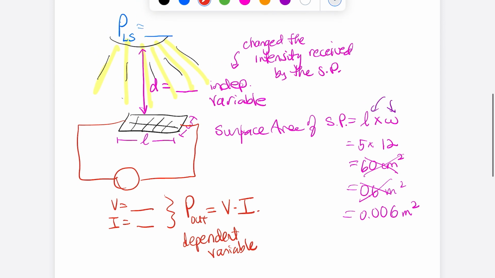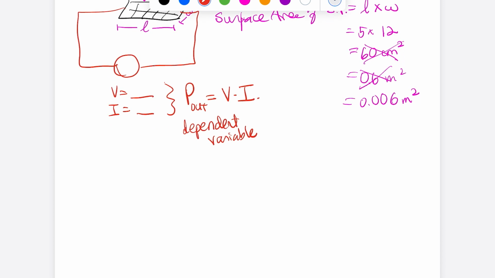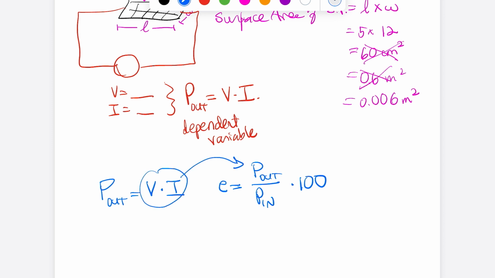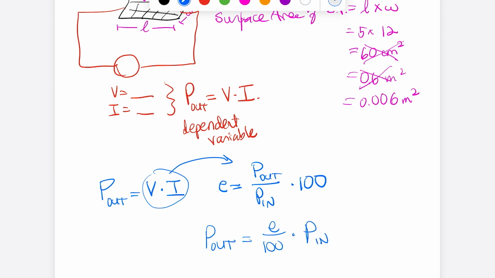So then how do we interpret our graph, or how do we predict what our graph should be? So I'm going to start with the different equations. We have a bunch of them. We have power out equals V times I. We also have the efficiency equation, which is P out over P in times 100. Okay, so we know that we can get this pretty easily. I'm going to rearrange this so it's P out equals E divided by 100 times P in. So I'm just rearranging.